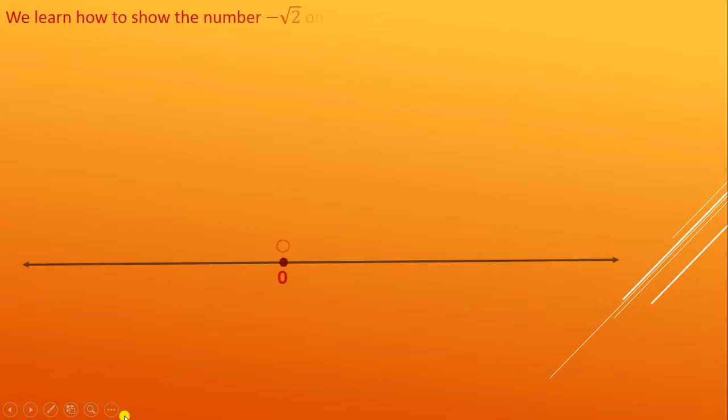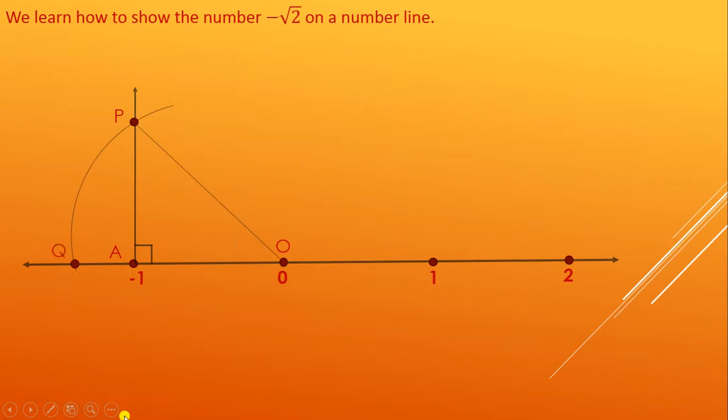Now we learn how to represent a negative irrational number on the number line. Here the number is negative square root of 2. When representing positive square root of 2 on the number line, we draw it on the right side of 0 because the number is positive. So when we represent a negative number, we do the same process on the left side of 0 on the number line.